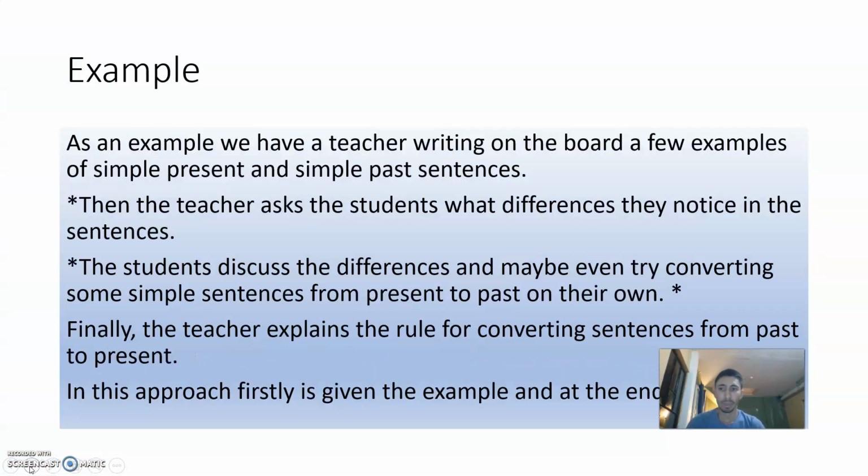For example, we have a teacher writing on the board a few examples of simple present and simple past sentences. Then the teacher asks their students what difference they notice in the sentences. The students discuss the difference and maybe even try converting some simple sentences from present to past on their own. Finally, the teacher explains the rule for converting sentences from present to past.